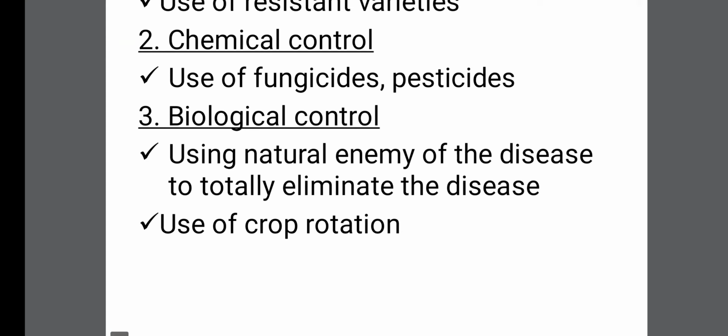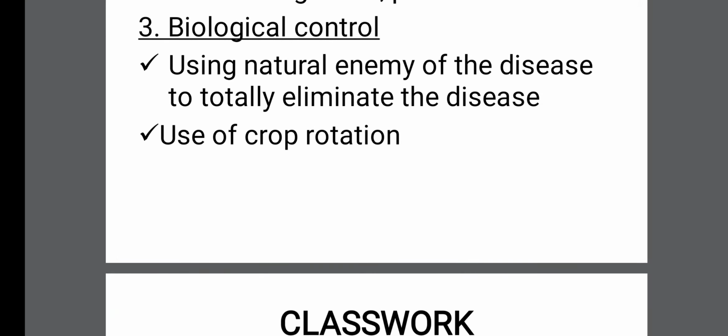Chemical control: the use of fungicide, pesticide. Biological control: when you use a natural enemy of the disease to totally eliminate the disease.